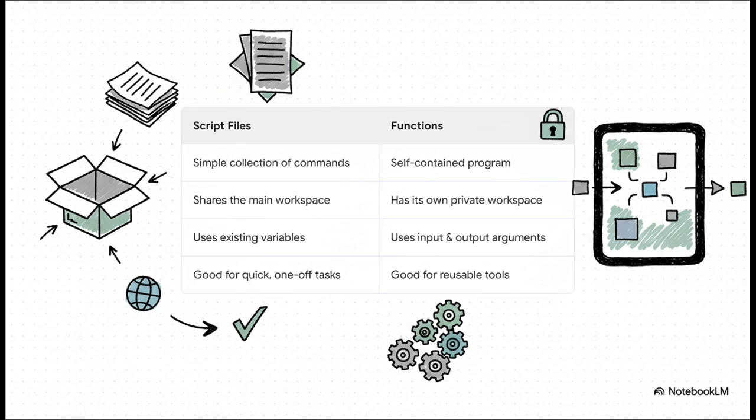A function, though, is a much more robust, self-contained little program. And the really crucial difference is that a function has its own private workspace. It only sees data that you pass in as inputs, and it only sends data back through its outputs. This makes functions perfect for creating reusable, testable tools that won't accidentally mess with other parts of your code.